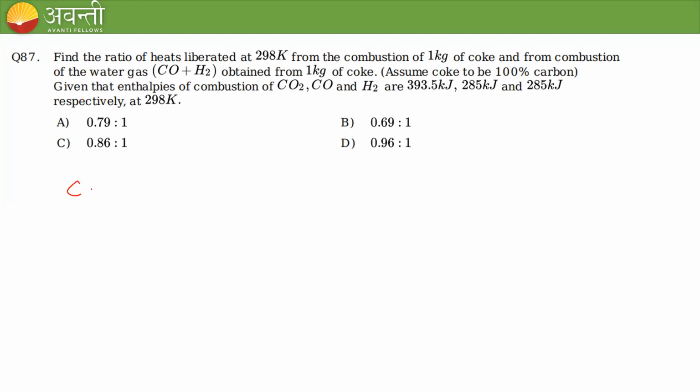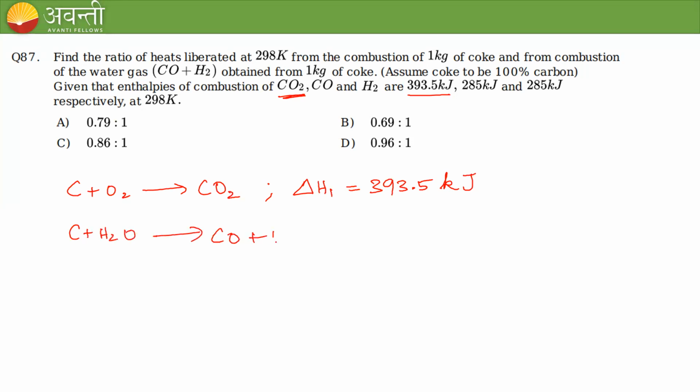Now the carbon reacts with oxygen to form carbon dioxide. Here the change in enthalpy value, let me take this as delta H1, and it is equal to 393.5 kilojoule for carbon dioxide. Now if the carbon reacts with water, it produces carbon monoxide plus H2, which is the water gas. For this delta H2 value, for carbon monoxide and H2, it is 285 plus 285, so it will be 570 kilojoule.